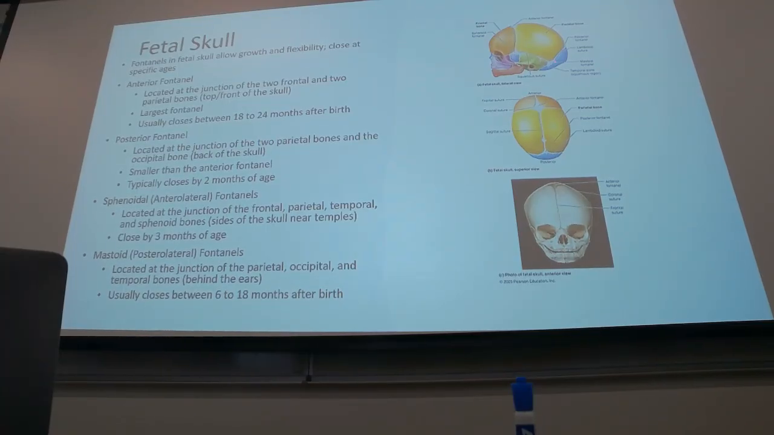And then the mastoid fontanelle, this one. It is located between the temporal, parietal, and occipital, and closes between 6 to 18 months, just like the anterior fontanelle.